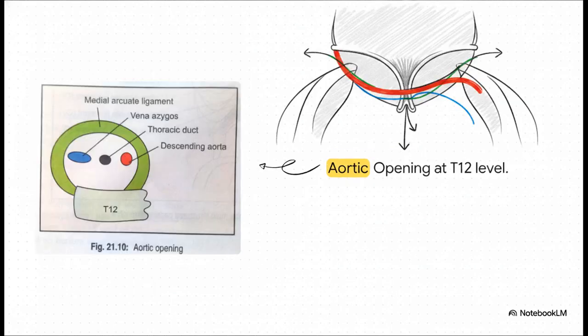Finally, down at the T12 level, we find the aortic hiatus. So the absolute crucial point to understand here is that the aorta does not actually pierce the muscle of the diaphragm. Instead, it passes securely behind the median arcuate ligament, right between the crura. Why is this structurally brilliant? Well, think about it. It means that when you take a deep breath and your diaphragm contracts violently, it doesn't pinch your aorta closed. Your aortic blood flow to your lower body remains completely uninterrupted. This hiatus also transmits the thoracic duct and, quite often, the azygos vein.